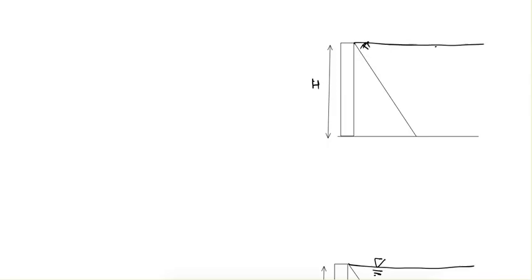Let's see the general cases for which the Earth's pressure is asked in the exam. So this is the first one, the one for which we derived the equation. Here gamma is the unit weight of the soil and the water table is not there at any level.